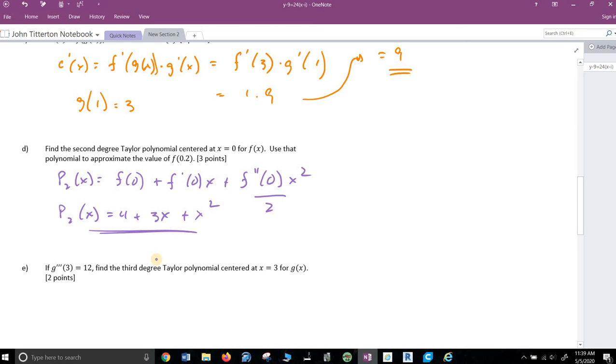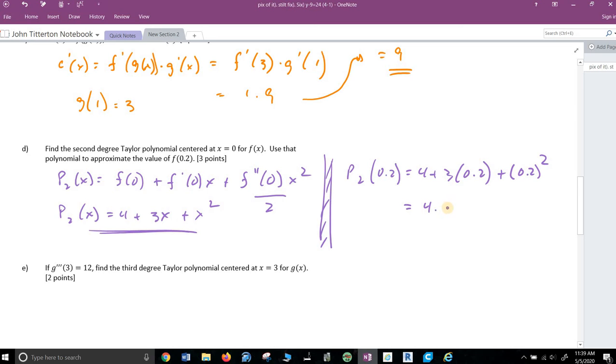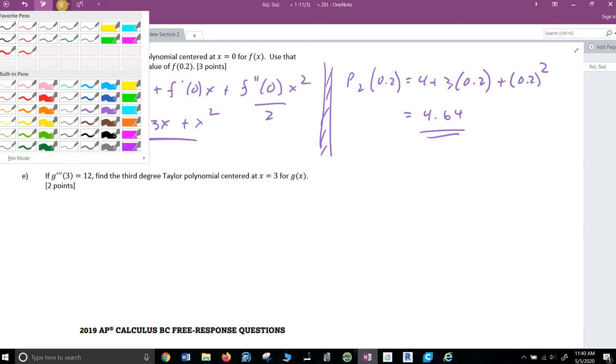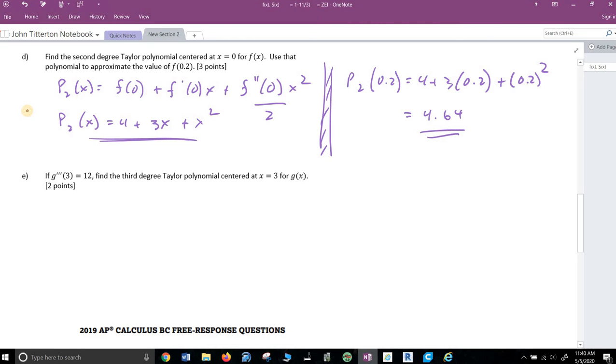So find a polynomial, now find approximation. P2 of 0.2 equals 4 plus 3 times 0.2 plus 0.2 squared equals 4.64. And last but certainly not least, if the third derivative of g at 3 equals 12, find the polynomial centered x equals 3, third degree.